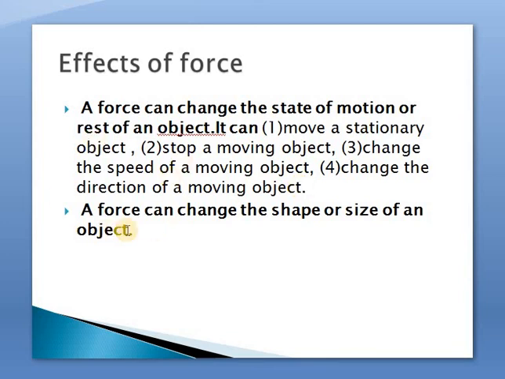The other effect of force is that force can change the shape or size of an object. For example, you can change the shape of a rubber ball or a spring by applying force. Not only soft objects, strong hard objects like an iron rod can also change shape if sufficient force is applied on it. So force can change the shape or size of an object.